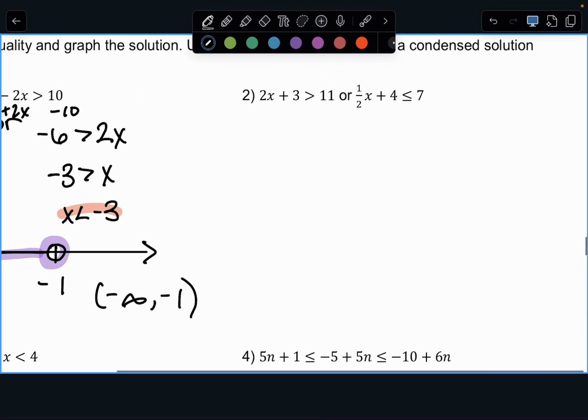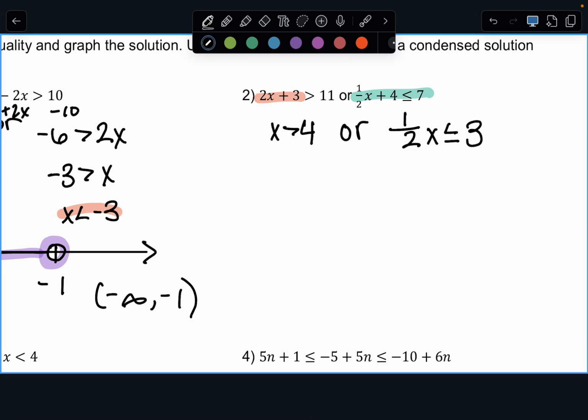Okay. Next one. Label my inequalities. First one. What did we end up getting after solving this inequality? X is greater than 4. I agree. If you did not get that, come talk to me later and we'll make sure we're on the same page. This second one we are going to talk about. What would my first step be here? Subtract 4. We get 1/2 x is less than or equal to 3. How do I get rid of the 1/2? Multiply by 2. So x is less than or equal to 6.